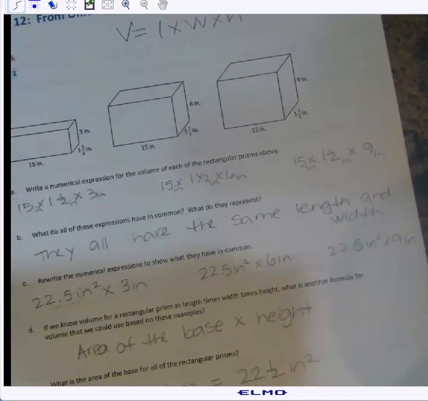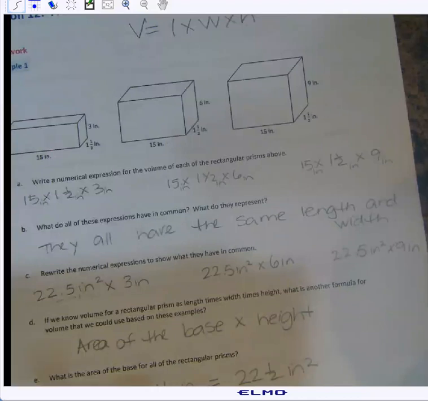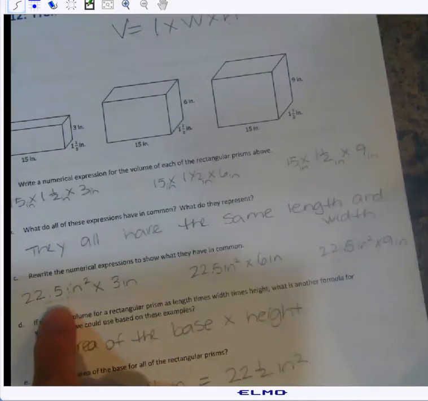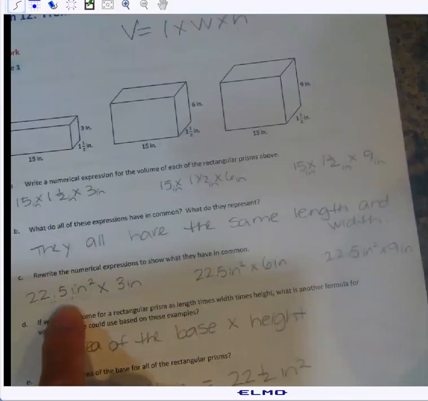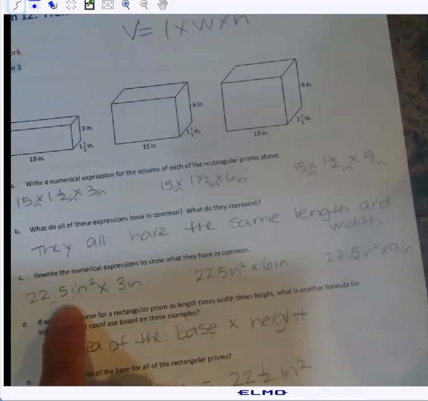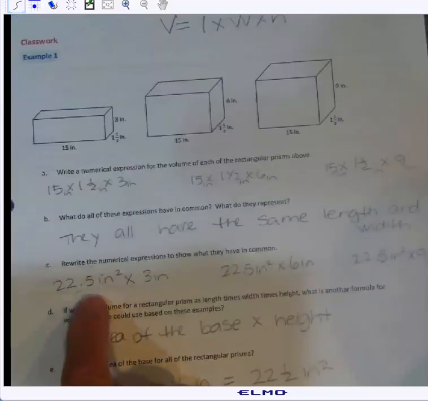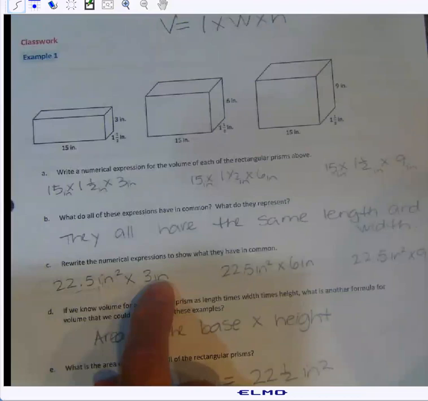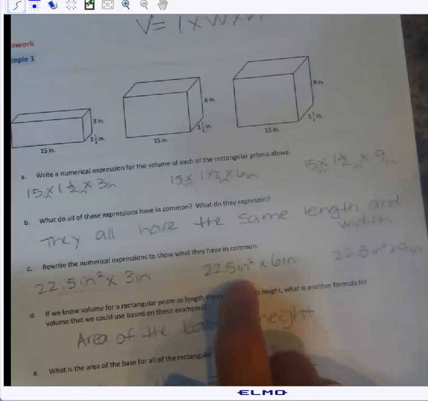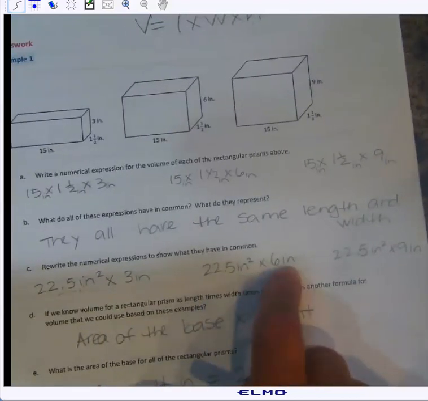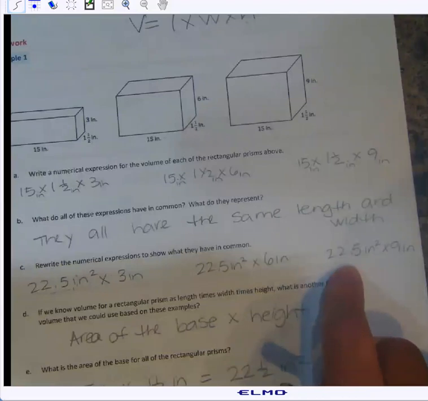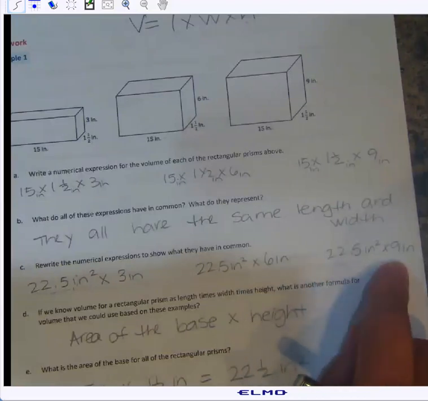So they want us to rewrite the expressions now to show what they have in common. I did that here. 15 times 1.5 is 22.5 square inches. So the first prism could be 22.5 inches squared times 3 inches. The next one, 22.5 inches squared times 6 inches. And the third one, 22.5 inches squared times 9 inches.